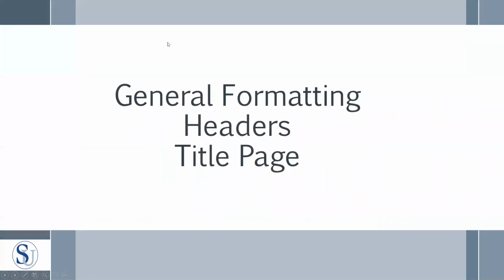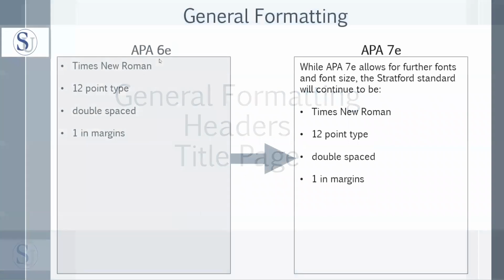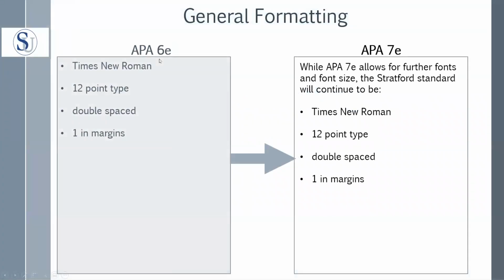So the first thing we're going to talk about is the changes in general formatting, the headers, and the title page. So in APA 6th edition, general formatting had 4 basic rules that called for Times New Roman, 12-point, double spacing, and 1-inch margins. However, in the 7th edition, APA is now allowing for 6 or 7 more fonts, as well as 11 or 12 point type, depending on which font is used.